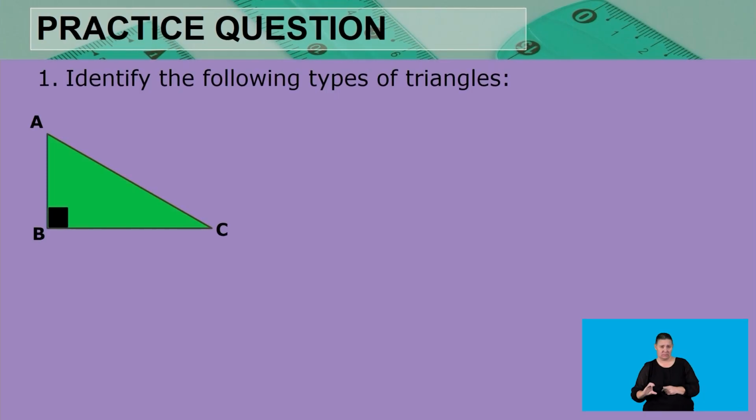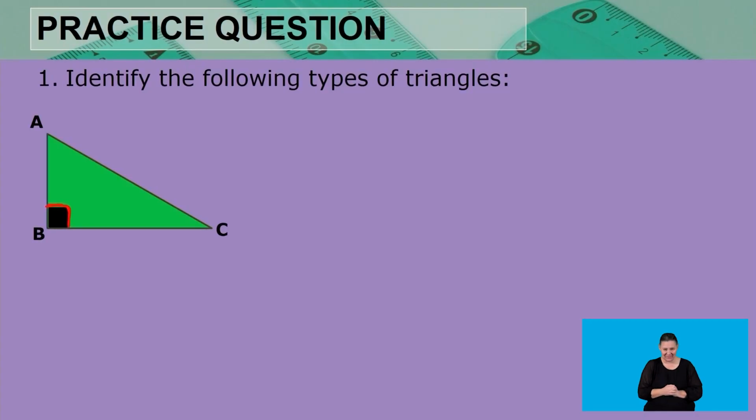So the first one here is triangle ABC. And as we can see with this triangle, we have been shown that it has 90 degrees as one of its interior angles. So what type of triangle do you think this is? If you are thinking of a right angled triangle, then you are absolutely correct, because a right angled triangle is a triangle that has 90 degrees as one of its angles.